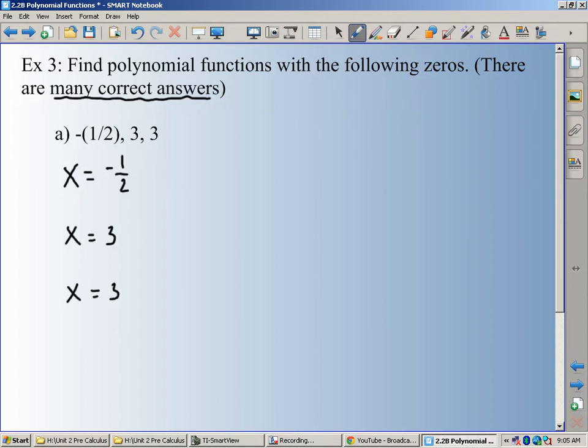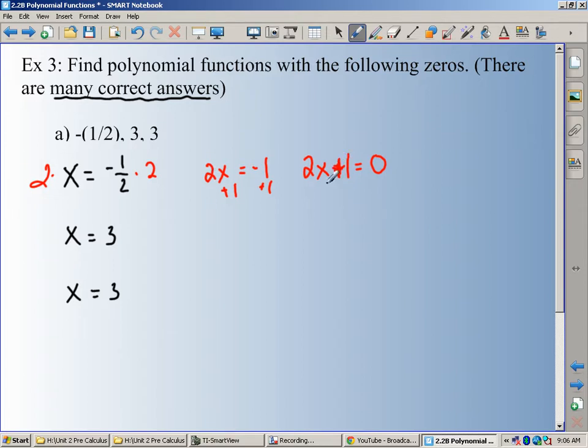Now if I work backwards, I want to find out what makes the function equal 0. I'm not just going to add a half, I'm going to actually multiply by 2 on both sides. So then I get 2x equals negative 1. If I add 1 across the equal sign, I get 2x plus 1 equals 0. So that is one of my factors that I'm going to use for my function.